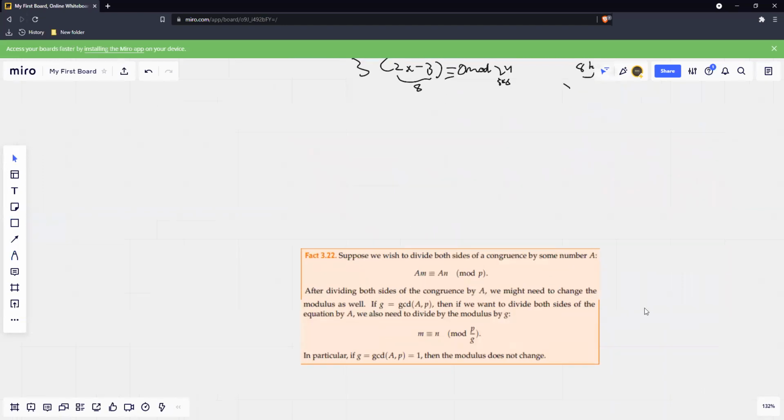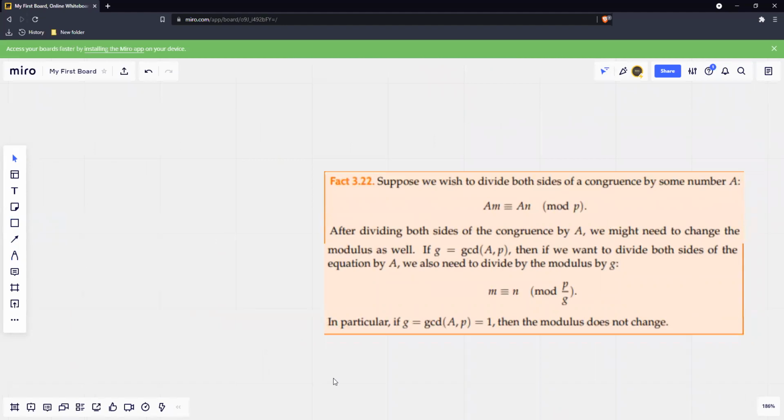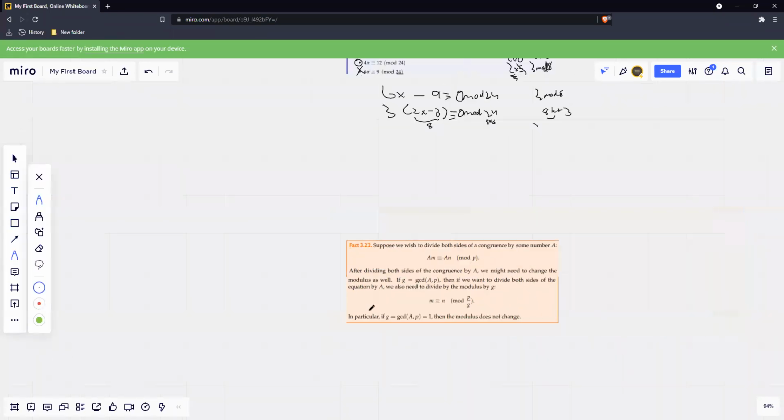Okay, let's finally go to what happens when the common factor is the GCD of A and P. After dividing both sides of the congruence by A, we might need to change the modulus as well. If G is equal to the GCD of A and P, then we want to divide both sides of the equation by A. We also need to divide the modulus by the greatest common factor. In particular, if G, the GCD of A and P, is equal to 1, then the modulus does not change.